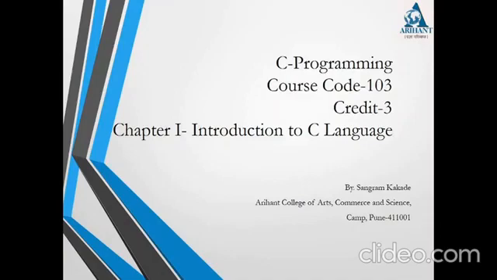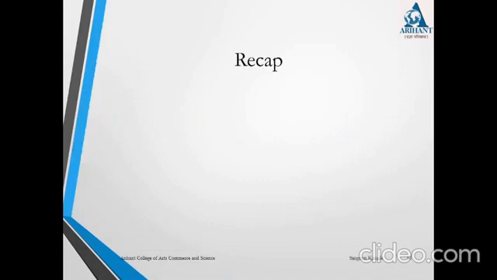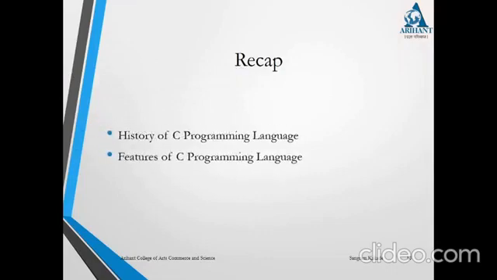Now in today's lecture, we will see the rest of the points which have been remaining from the first chapter, that is Introduction to C Language. But we will do a quick recap. In the last lecture, we have seen the brief history of the C programming language. We have seen a few features of the C programming language, and we have seen the basic structure of the C programming language. Now let us continue with the basic structure of C programming language.